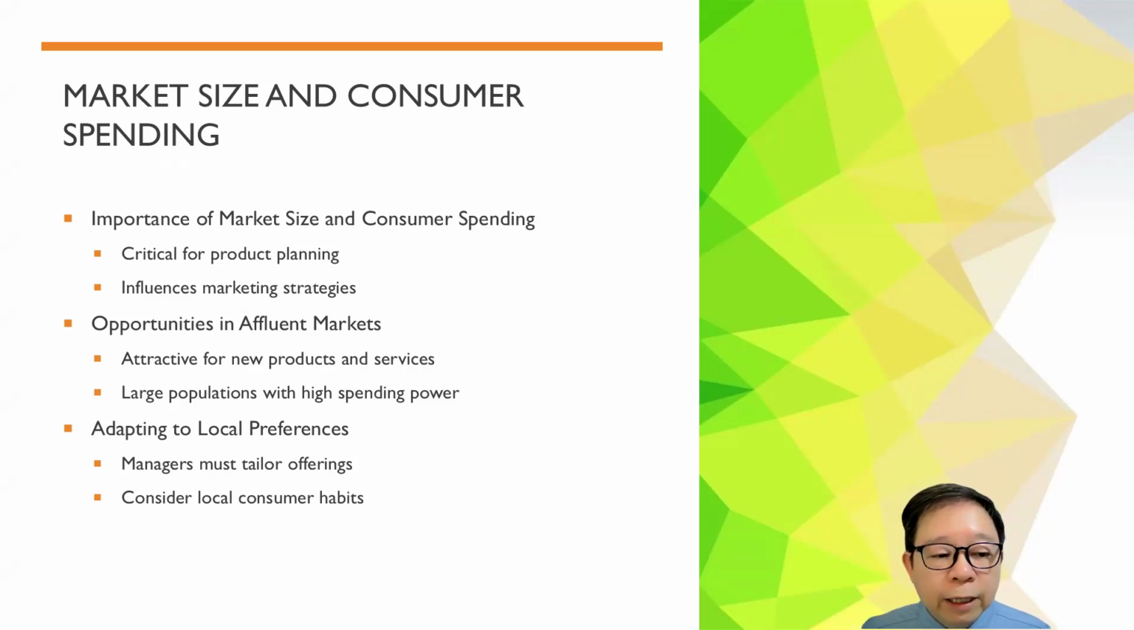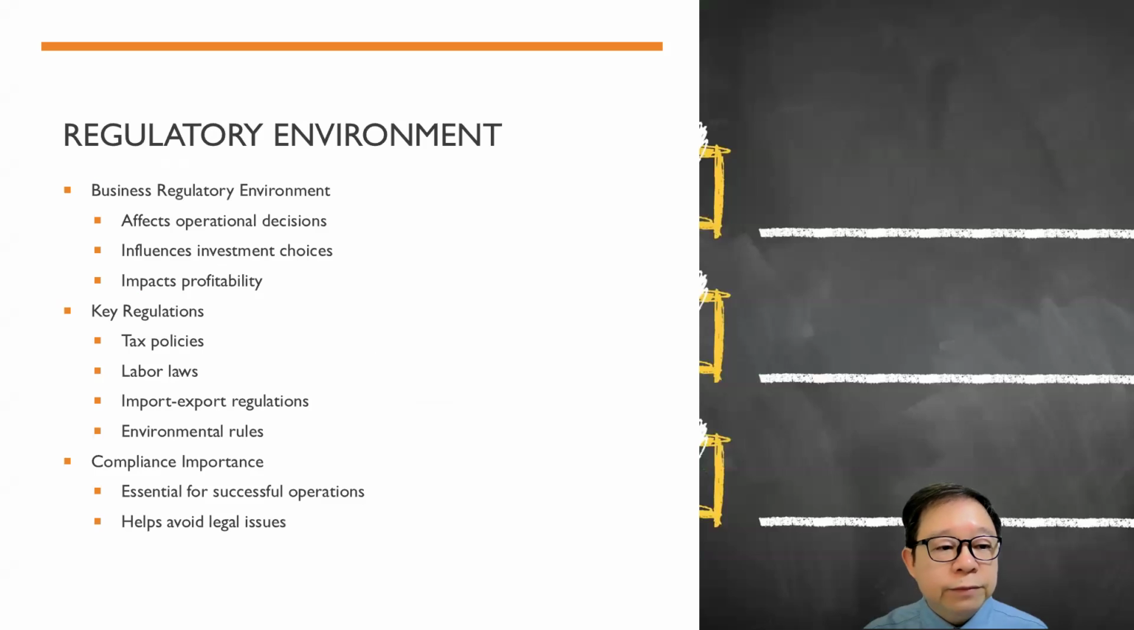So opportunity in a new or potential market, right? It is attractive for new products and services when the market size is big and there is also higher consumer spending. Of course, a large population, like in China and Indonesia, has higher spending power because there are more people. Sometimes we need to think about customer spending and adapting to local preferences. We cannot sell the same product from one country to another country. Different countries may have different preferences. So managers must tailor offers and consider local customer habits. This is all the consideration we need to make.